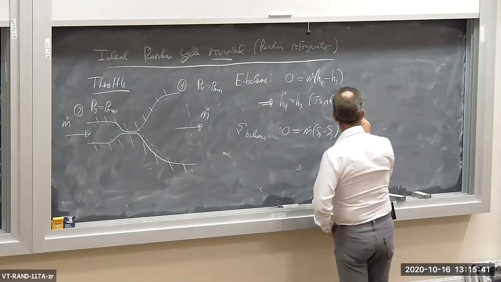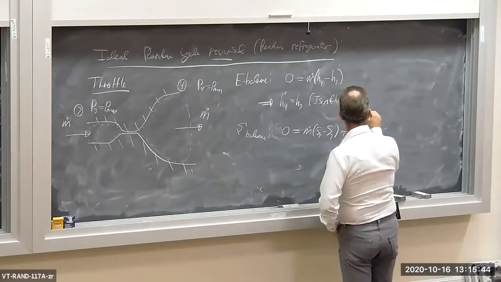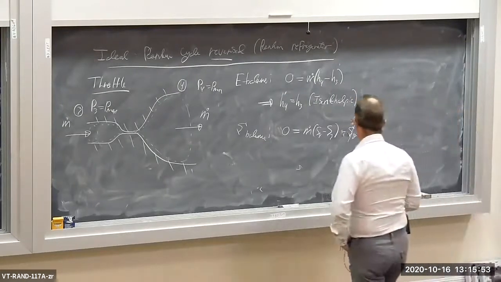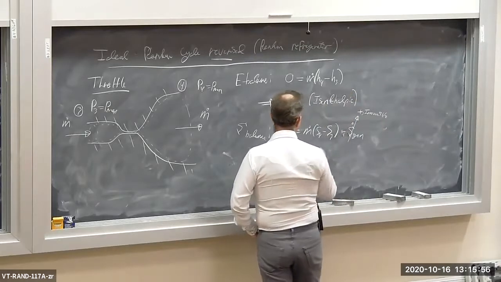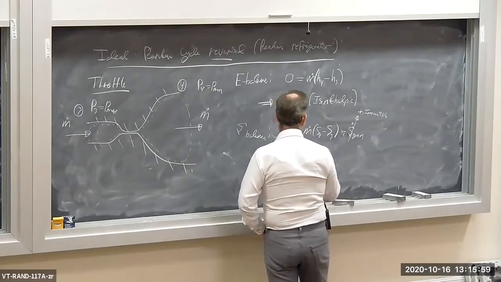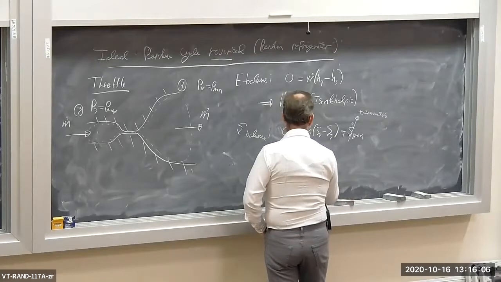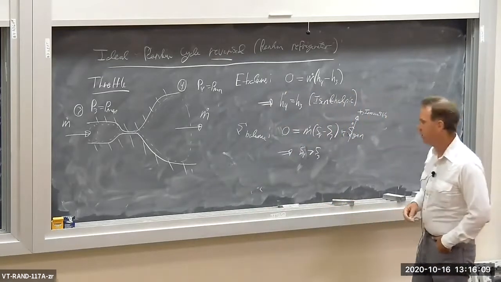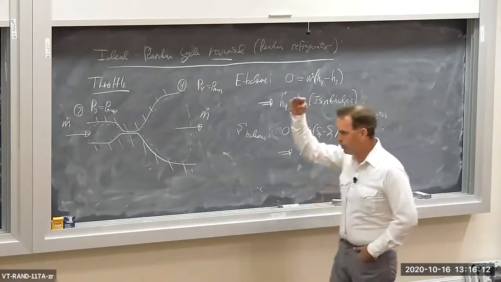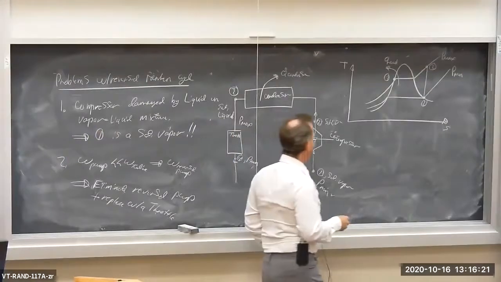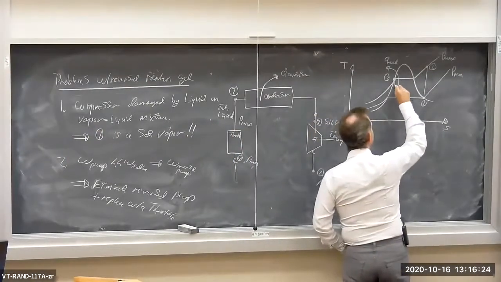Now this is irreversible, so this is positive because we have an irreversible expansion in the throttle. So this implies that S4, specific entropy at the outlet, has got to be greater than specific entropy at the input. So entropy goes up as pressure and temperature fall in this throttle. Okay? So the expansion process in the throttle looks something like this.